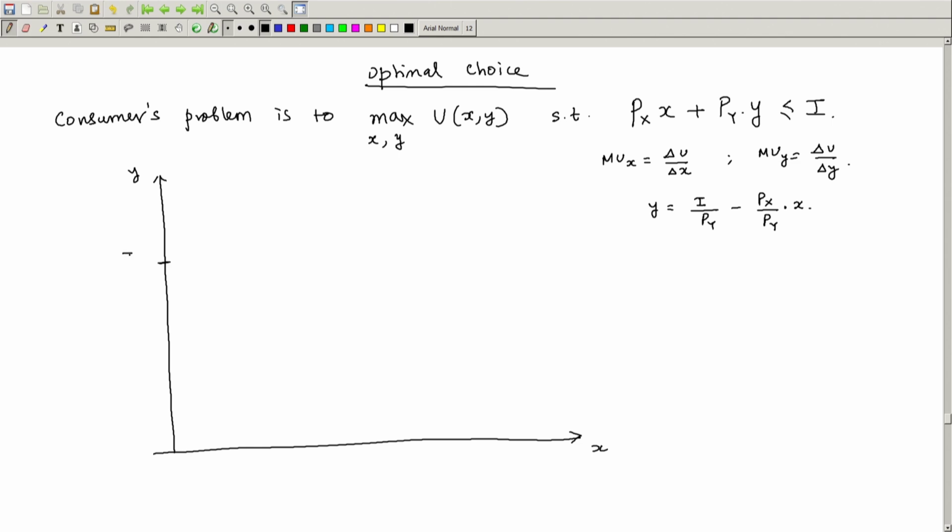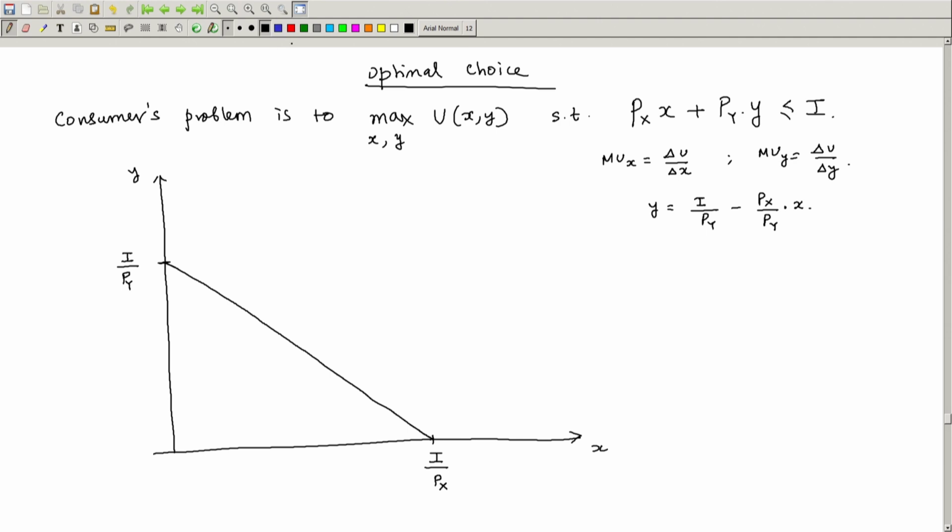If I spend all my income on good y and do not buy good x at all, the maximum quantity of good y that the consumer can buy is I divided by py. On the other hand, if the consumer spends all her income on good x, the maximum quantity of good x that she can buy is I divided by px. And as before, this is my budget line, and everything inside this triangular zone is my budget set.